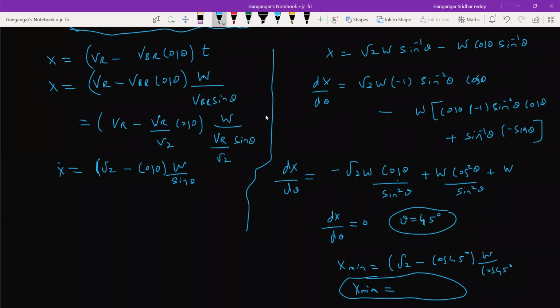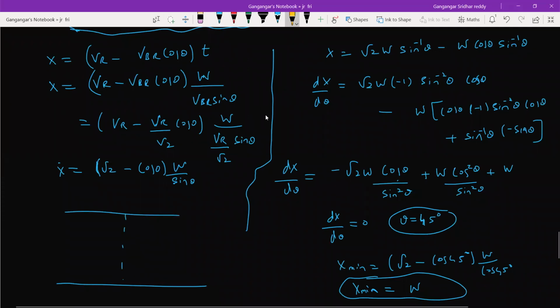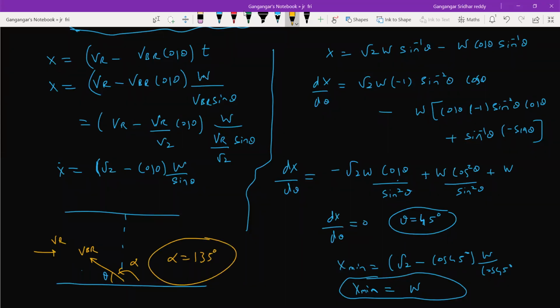This X minimum is what? W. What should be the angle with respect to river current? I'll give a separate diagram. It'll be easy for you. So this is VBR, no? And this is the river current. So this is that angle. So this is the value of VBR. So what is alpha? Alpha should be our answer.